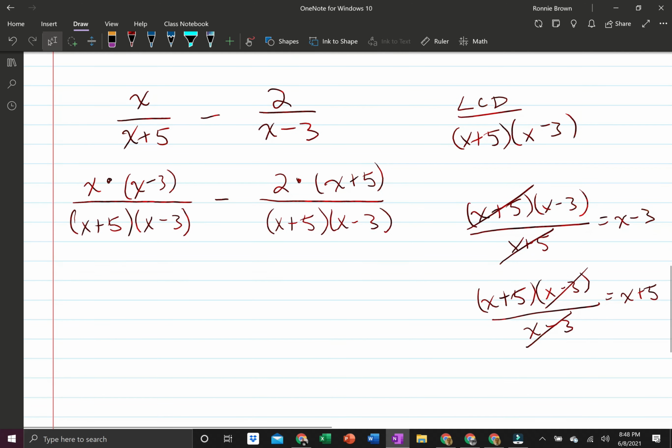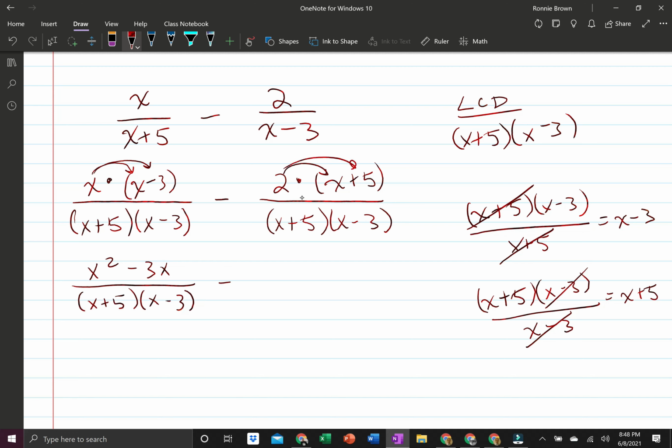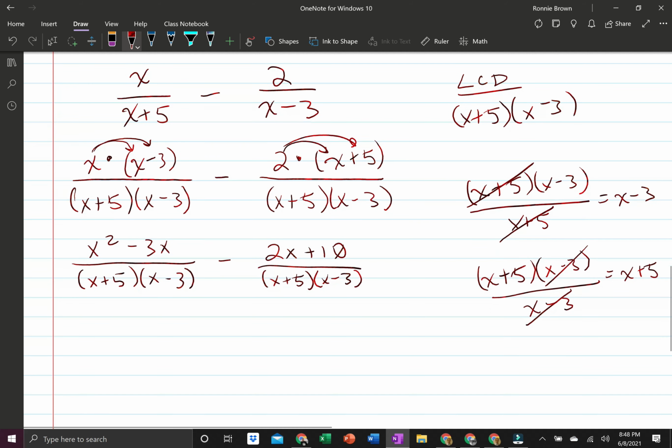Alright, so let's go ahead and do that. When we multiply monomial times this quantity, this binomial in here, we have to distribute. So we have x squared minus 3x over our LCD of x plus 5 times x minus 3. We distribute 2 times x and 2 times 5. We get 2x plus 10 over our LCD of x plus 5 and x minus 3.